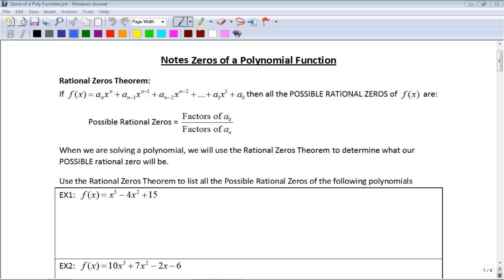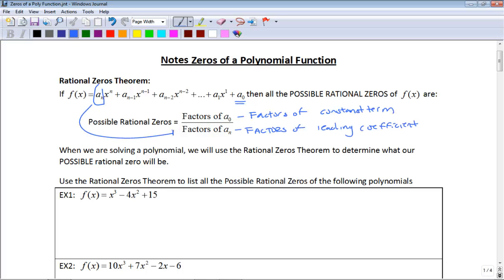Now we're going to look at zeros of a polynomial function. We're going to start by looking at the rational zeros theorem. The rational zeros theorem says that if you have a polynomial, then all the possible rational zeros for that polynomial are the factors of a sub 0 divided by the factors of a sub n. Really, that's the factors of your constant term over the factors of the leading coefficient, because a sub n is your leading coefficient, and a sub 0 is your constant term.